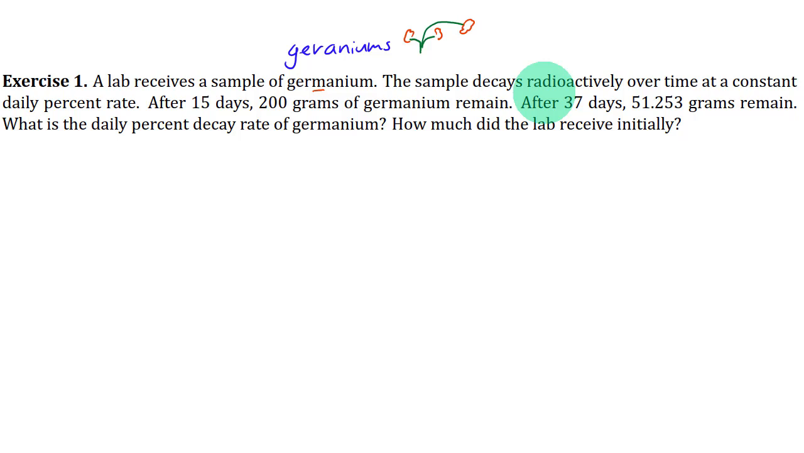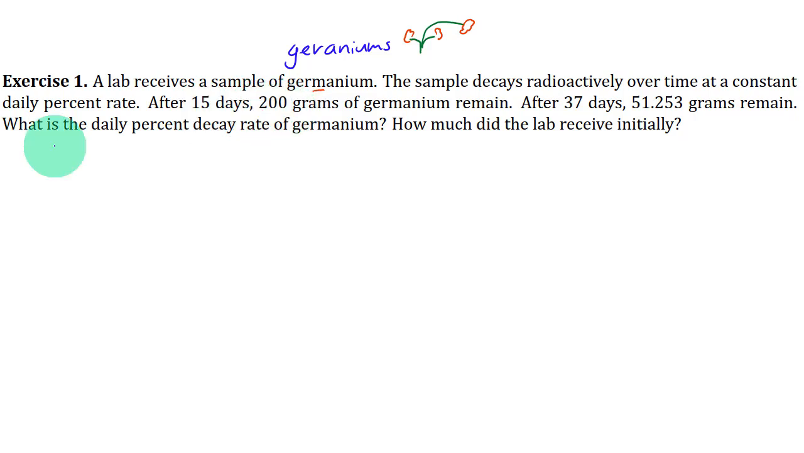So the sample decays radioactively over time at a constant daily percent rate. After 15 days, 200 grams of germanium remain. And after 37 days, 51.253 grams remain. So what is the daily percent decay rate of germanium, and how much did the lab receive initially? So we don't have the initial amount given. That's part of the question that they're asking. But you know how much there is after 15 days. So you can think of this 200 grams as the starting amount.